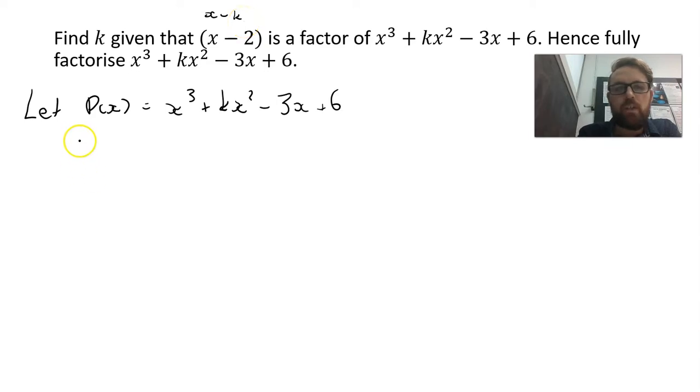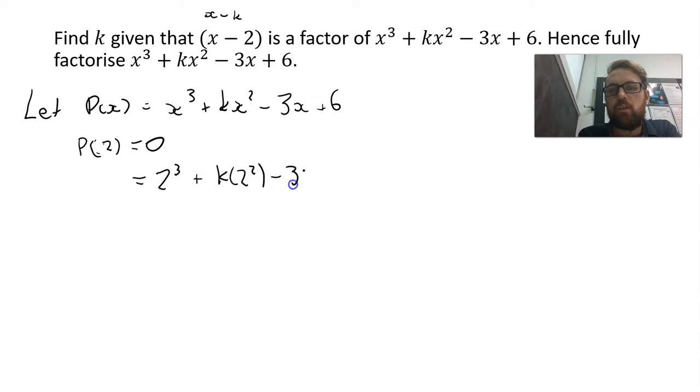All right. So the other thing we know is that if we put in the k, so remember we write this as x minus k, so therefore our k is positive 2. So if we put in p of 2, because we know this is a factor, we know the remainder has to equal 0. So p of 2 has to equal 0. All right, and let's actually substitute that in. So we get 2 cubed plus k times 2 squared, take 3 times 2 plus 6 has to equal 0.